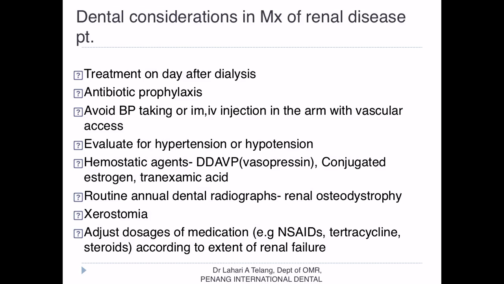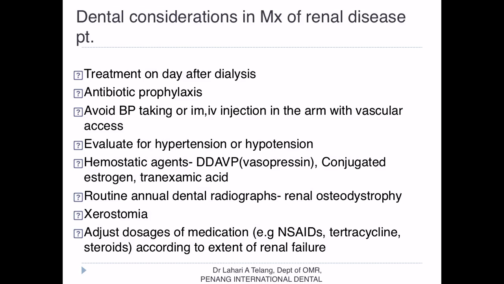Antibiotic prophylaxis may need to be considered for procedures which may involve surgical treatment. Avoid taking blood pressure or giving an injection in the arm which has a vascular access for dialysis. Generally, the port of the dialysis could be either on the arm or near the neck. So if the patient has it on the right arm, then it's better you take the blood pressure or give an injection on the left arm, simply because the right arm could be painful.